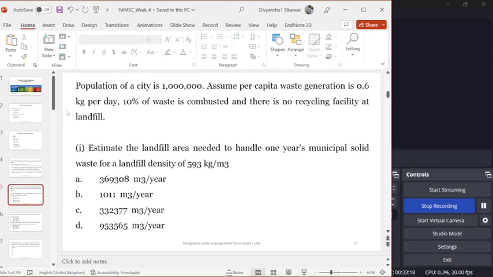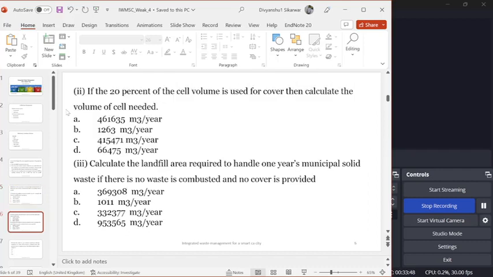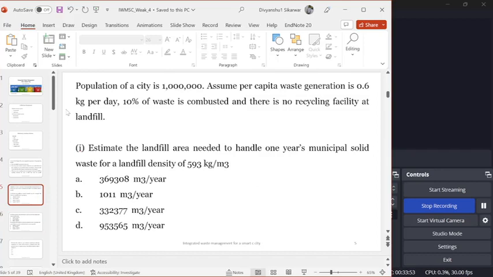This is the next question. The population of a city is 10 lakhs. Assume per capita waste generation is 0.6 kg per day, and the waste is combusted, and there is no recycling facility. Estimate the landfill area needed to handle 1 year's municipal solid waste for a landfill density of 593 kg per meter cube. This is the first question. There are two more sub questions for the same question. We'll try the first question.